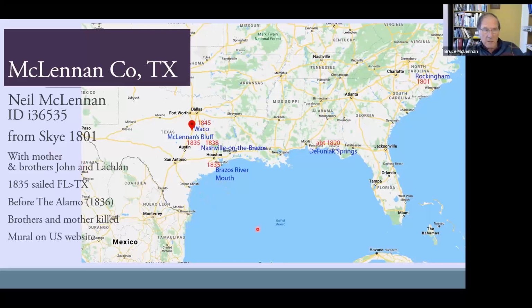Of course, don't forget they're coming here to Texas long before Texas was a state. Of course, as we all know, it became a republic first and then joined the other states in due course.